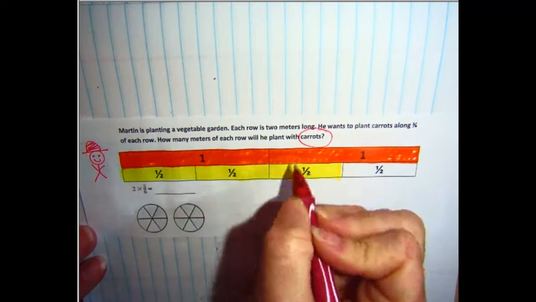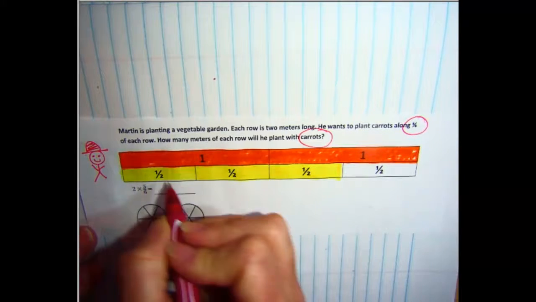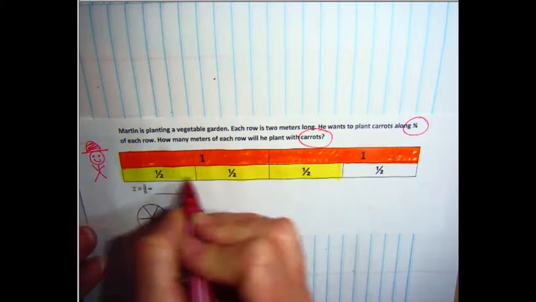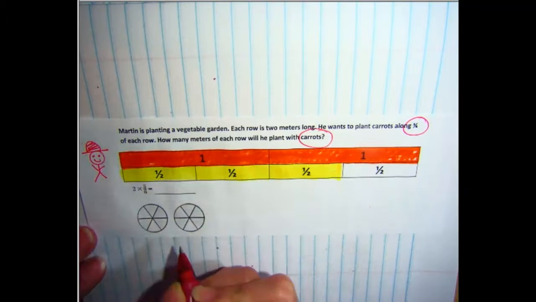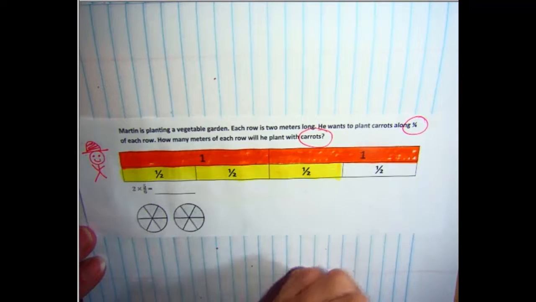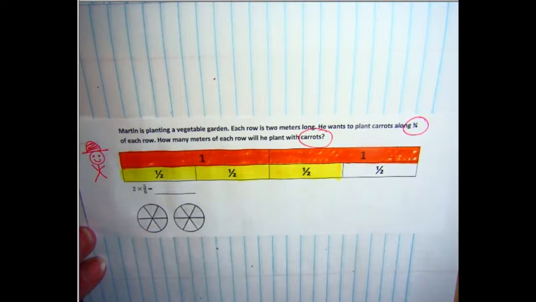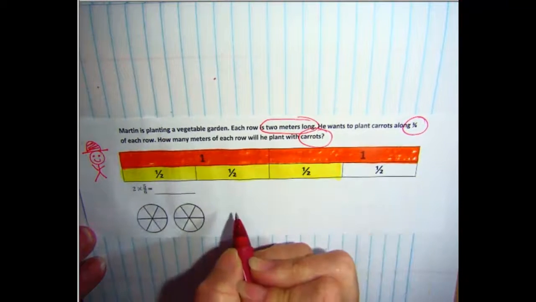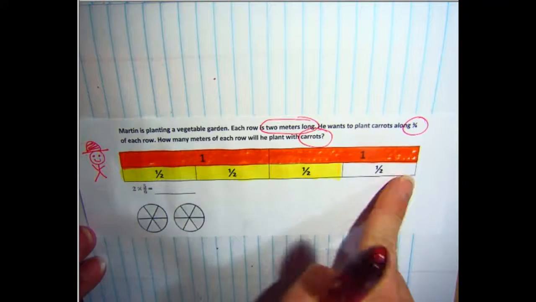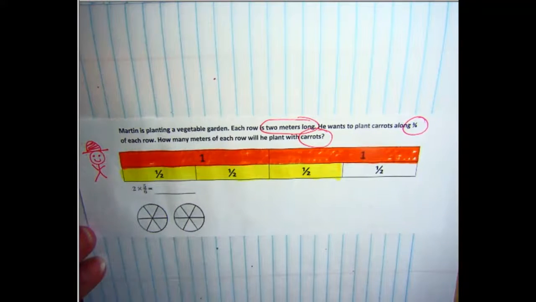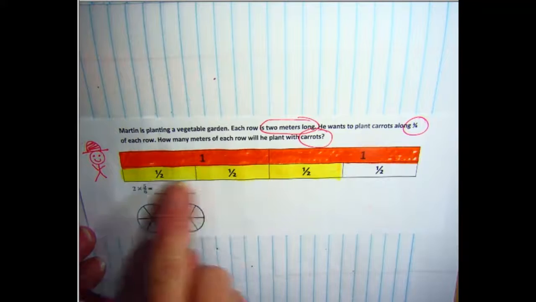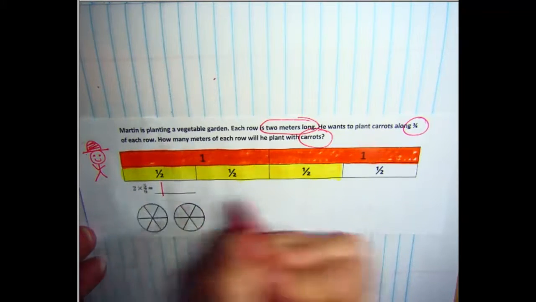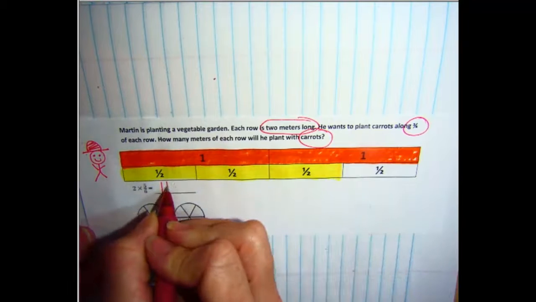Exactly. That's what he's trying to do. He's planting 3/4 of the row with carrots. These guys here are all carrots. And then he can put whatever he wants at the end, strawberries or corn. But we have a 2 meter long row. I'm planting 3/4 of the 2 meters. So my answer is really easy to see because I have 1 whole shaded and then this extra 1/2.